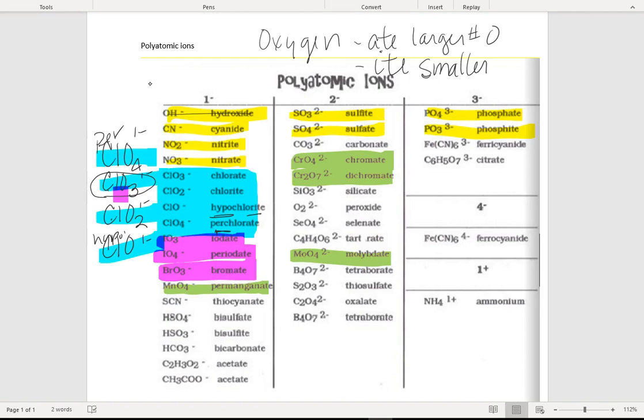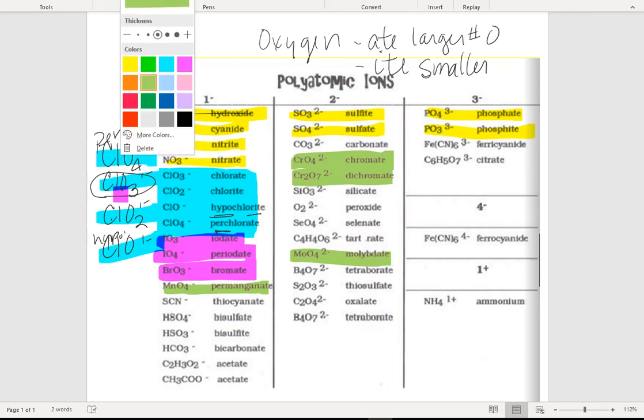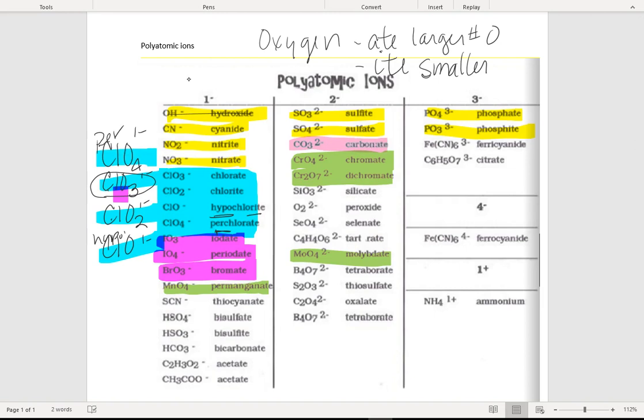Okay? Now let's look at carbonate, CO3. Starts with carbon. Silicate, silicon is right beneath carbon in the periodic table, SiO3. Selenate is 1 over, SeO4. Selenium is right under sulfur, so it's right under sulfate, which is also an O4.